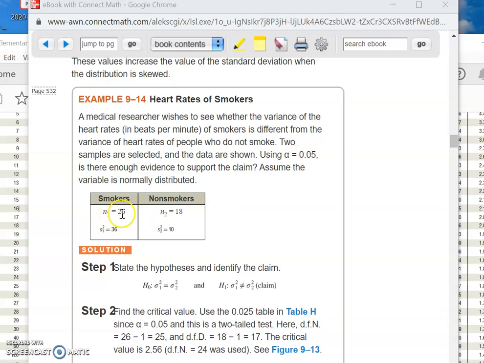Okay, the first sample is 26. The second sample has 18 data points. You do the calculations, and boom, this is what you come up with. Okay. We're going to use alpha equal to 0.05. Is there enough evidence to support the claim? And you assume that it's normally distributed.